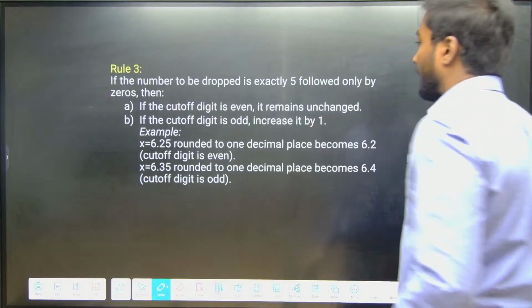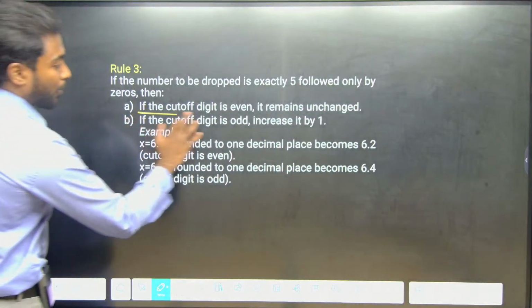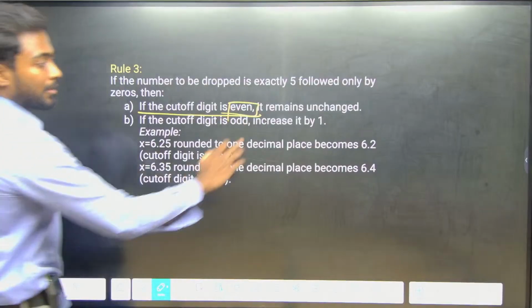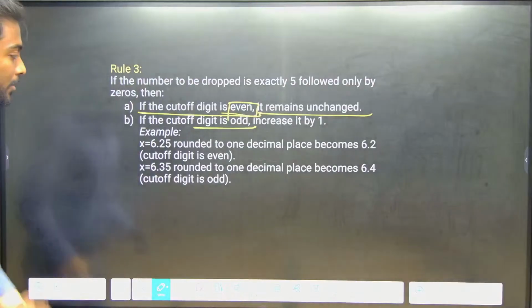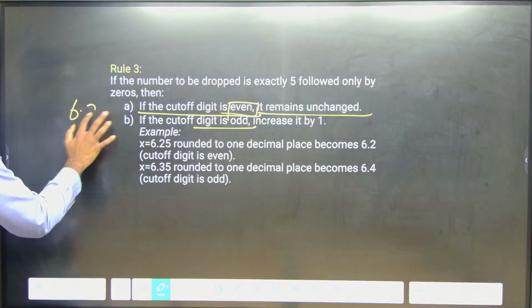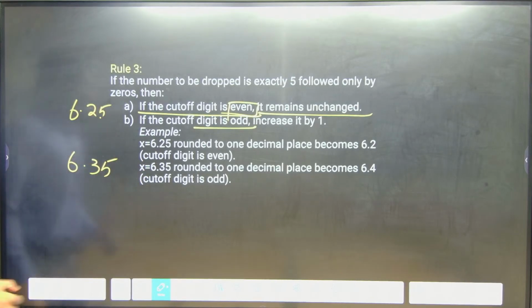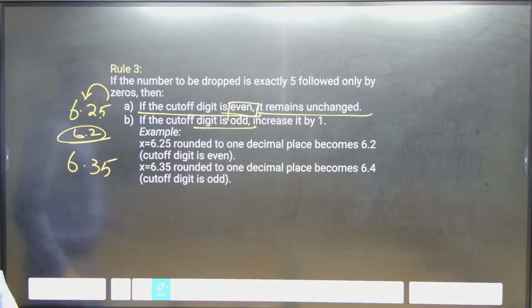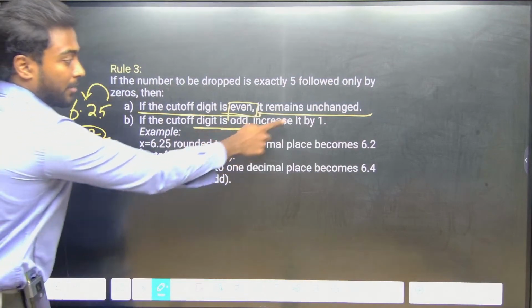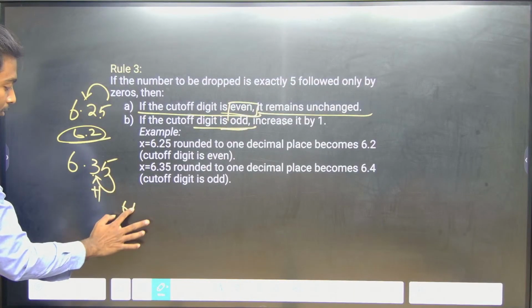If it is equal to 5, what should I do, sir? That is the trick here. If the cutoff digit is even, it remains unchanged. If the cutoff digit is odd, it is increased by 1. So we have taken examples 6.25 and 6.35, where the last digit equals 5. See whether the previous number is even or odd. If it is even, what should I do? Leave it as it is. So 6.2 is my answer. If it is odd, increase by 1. So this is odd, increase this one by 1. So 6.4 you will get.